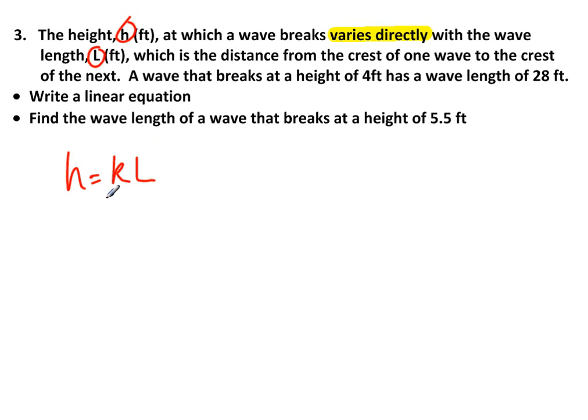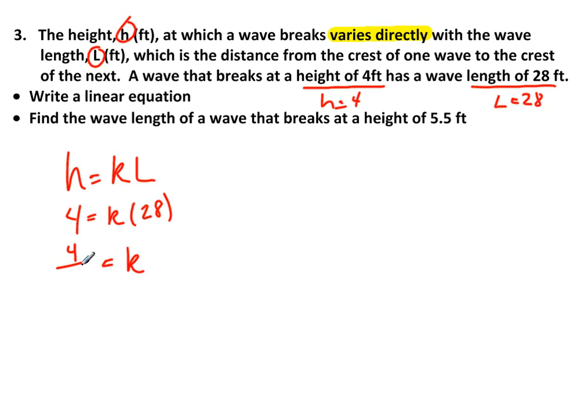So now I can just use my substitution. It says a wave that breaks at a height of 4 feet. Well, that's my h. So I know h equals 4. Has a wavelength l of 28. So now it's just a substitution. 4 is equal to k times 28. So I'm going to do k equals 4 divided by 28. I know I can reduce this to 1/7.